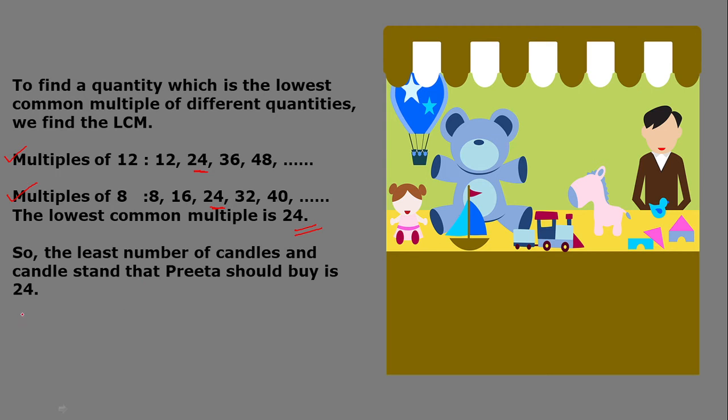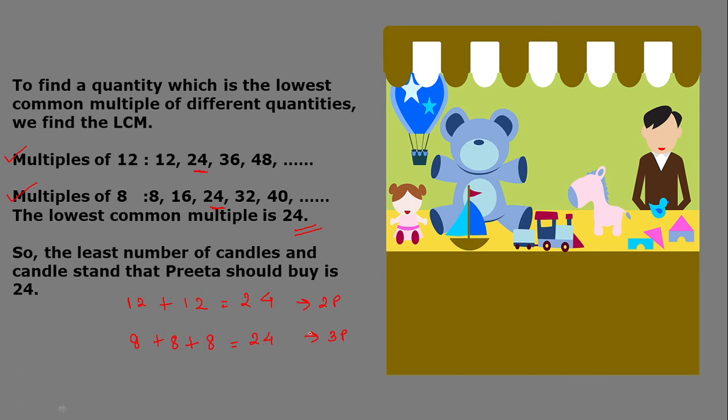What she can do is, the shopkeeper can arrange it as two boxes of candles, so it will be 12 plus 12, which is 24. And we have 8 stands in one box of stands. So 8, 8, 8. If she buys 2 packs of candles and 3 packs of stands, she can exactly get a pair of 24 candles with 24 stands.